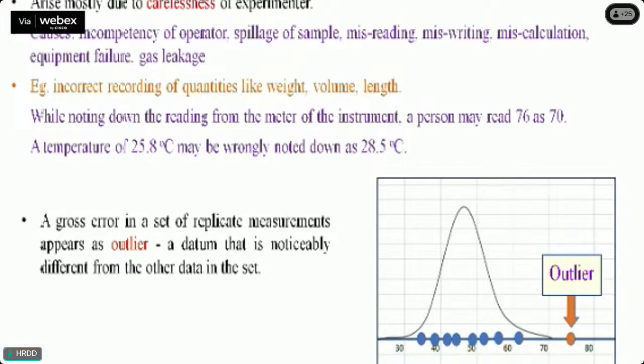If at all you plot them and they follow some particular pattern, and one particular point is not falling on that pattern, then you can call it an outlier, which is lying farther out from the rest of the measurements. Visibly, you can pinpoint.